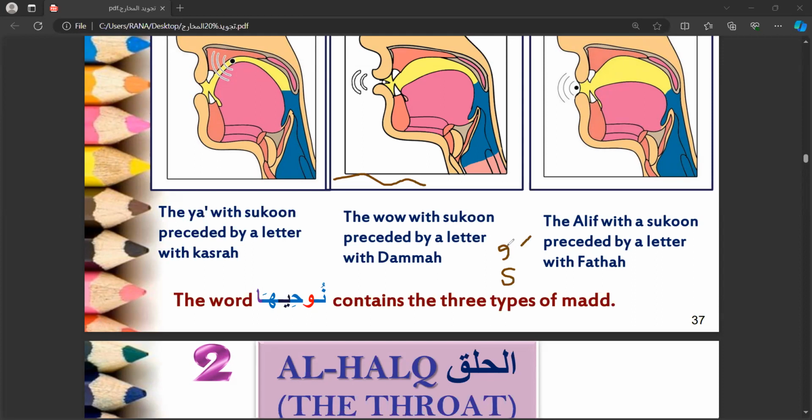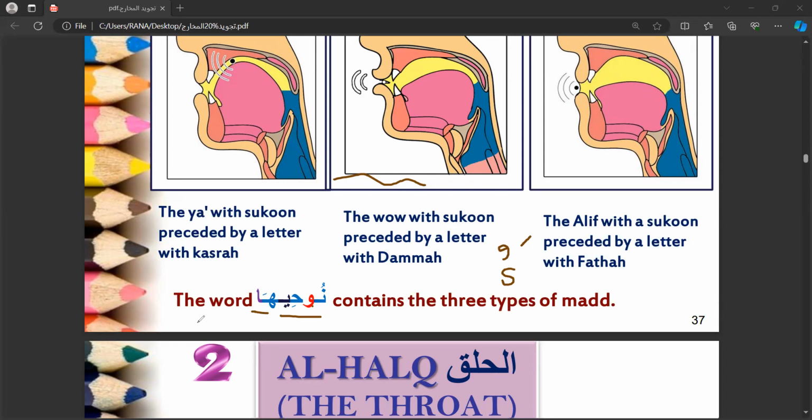We don't pronounce them from al-jawf. They have other places. We only pronounce the waw that is preceded by dhamma and the ya that is preceded by kasra, waw mad and ya mad. So we have three mad letters, alif, waw, ya, which we pronounce from al-jawf, the empty space in the mouth and throat. And the word nuhiha here contains the three types of mad. Nu, waw mad; hi, ya mad; ha, alif mad. Waw is preceded by dhamma, ya by kasra, then alif by fatha.